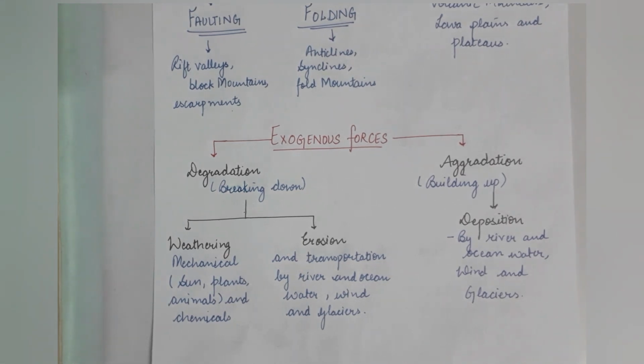When we are talking about degradation, degradation means breaking down of something, weathering of the rocks, the mechanical process and also the chemical process. So weathering of the rock by the sun, plants, animals, or other chemicals is known as weathering. Okay, many types of rocks are weathered away.